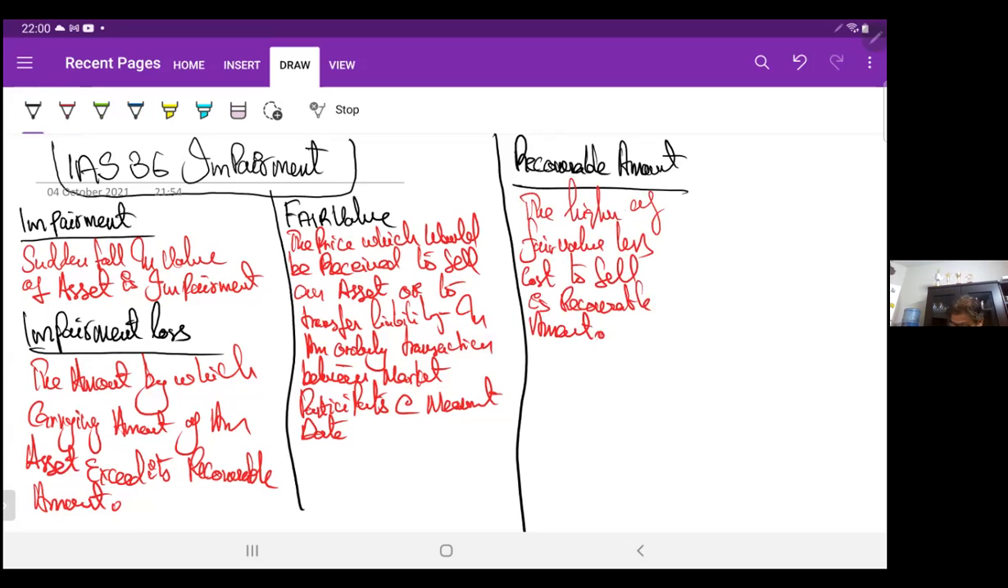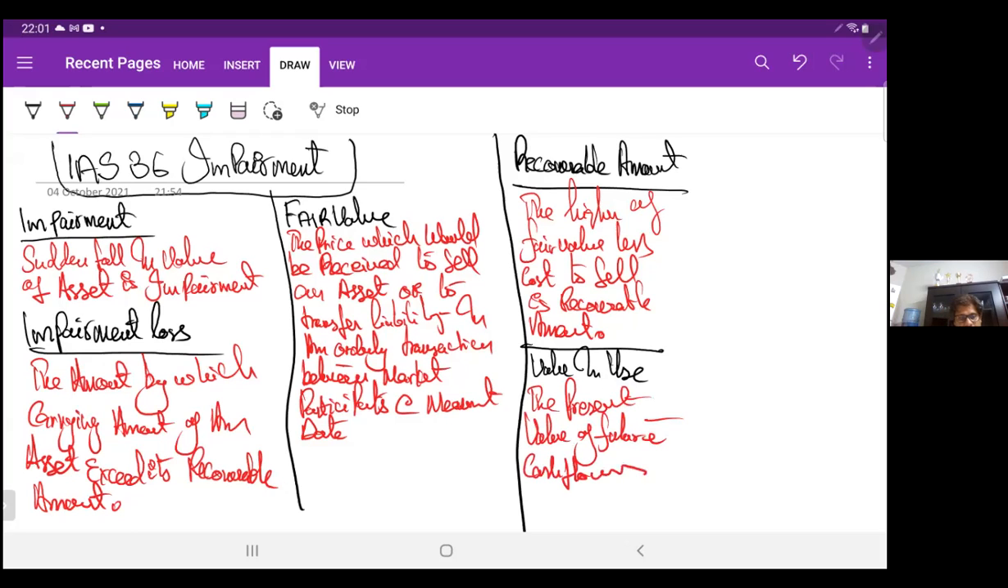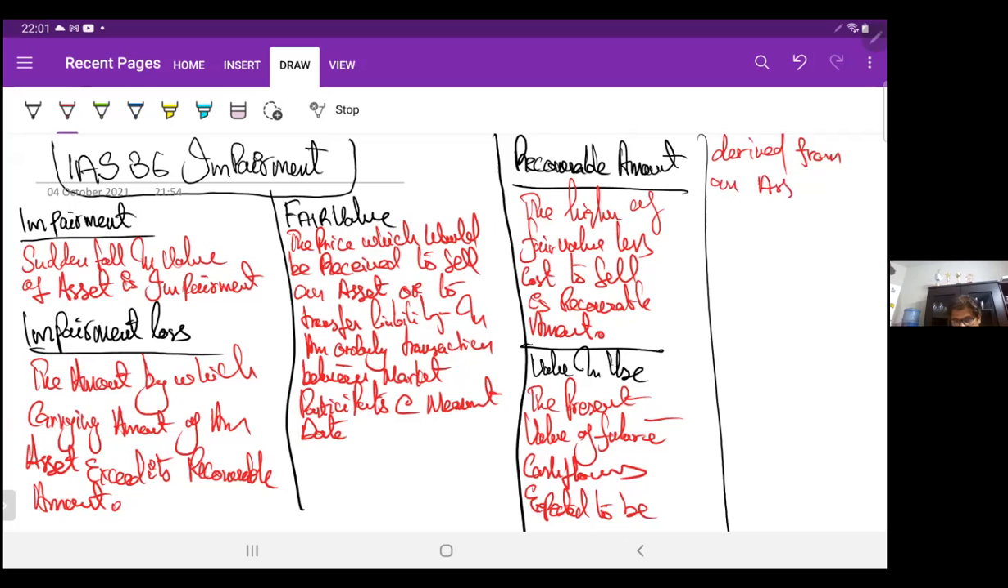Now, what is value in use? Very simple. The present value of the future cash flows expected to be derived from an asset or cash generating unit.